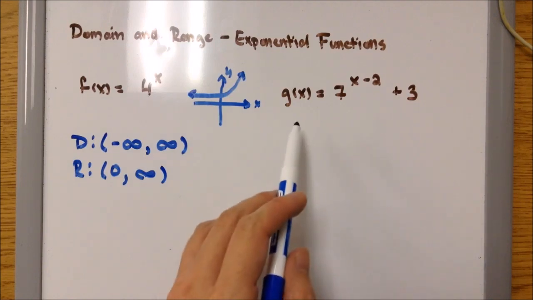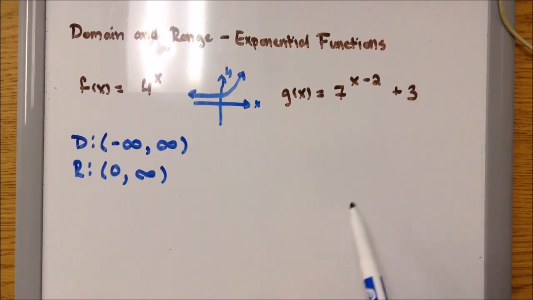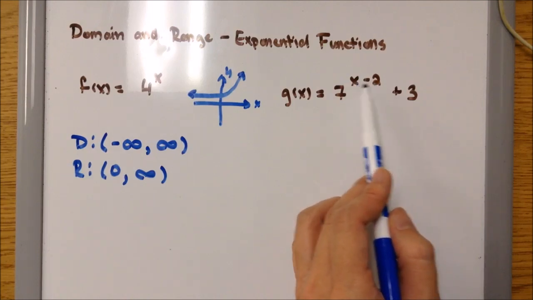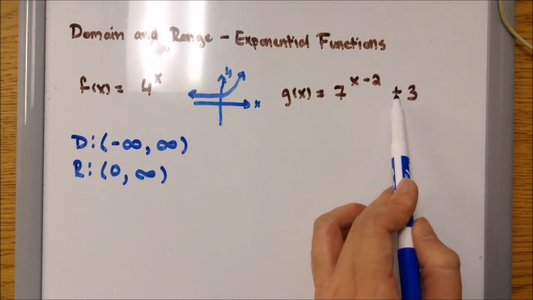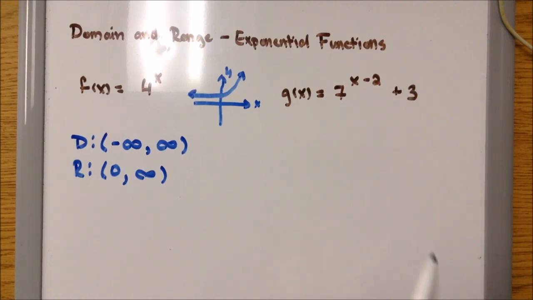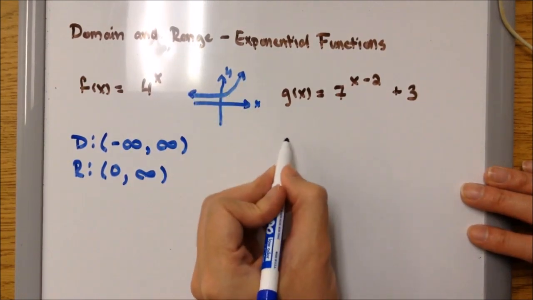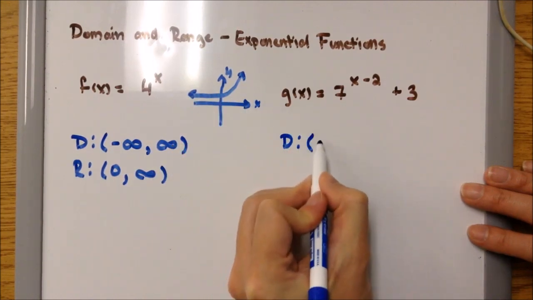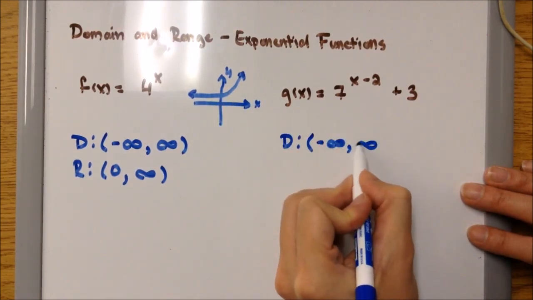Now, in our second example, g of x equals 7 to the power of x minus 2, plus 3. If we review with transformation, it went to the right 2 units because the minus 2 is with the x, and then the plus 3 is after the x, which means the function shifted up 3 units, but it still has the same parts of this graph. For our domain, it's continuous on the left, so negative infinity. Same thing on the right side, so positive infinity. So that's our domain.